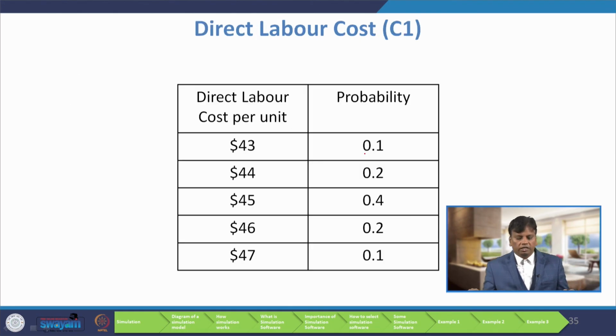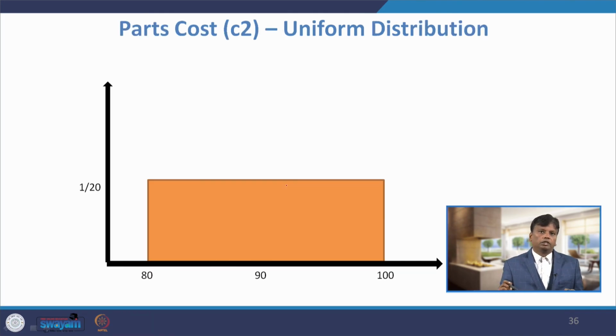Now, what is given? The probabilistic inputs are given. Labor cost follows an empirical distribution. So, there is a 10% chance that the direct labor cost per unit will be $43, and a 40% chance the direct labor cost will be $45. The next input is part cost, which follows a uniform distribution. The minimum cost is 80, and the maximum cost is 100.